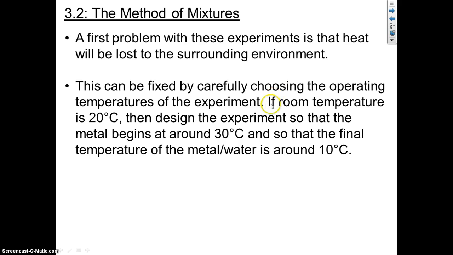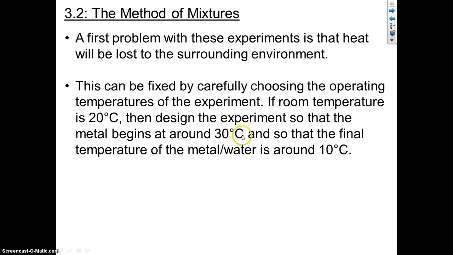So for example, I'm going to show you what this means with reference to the first method of mixtures we saw, where we found C with the metal. If the room temperature is 20 degrees, then you design your experiment so that the metal's initial temperature is 30 and its final temperature is 10. Okay? This is a really clever trick. You carefully choose the operating temperatures, right? Design your experiment in this way.